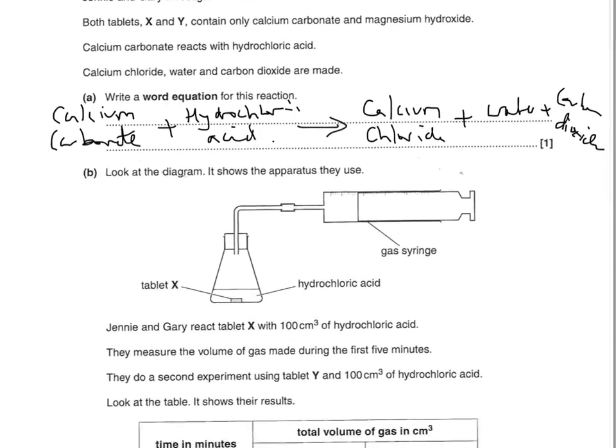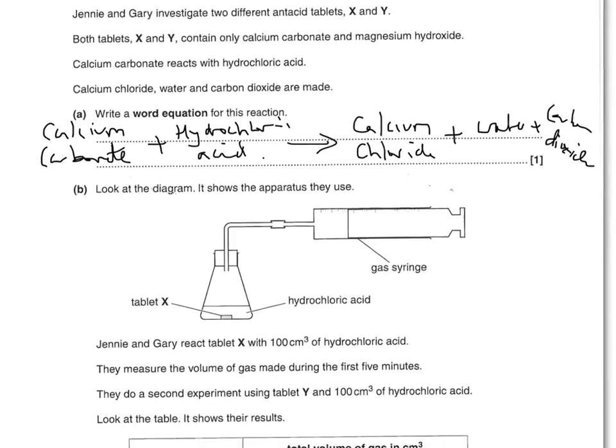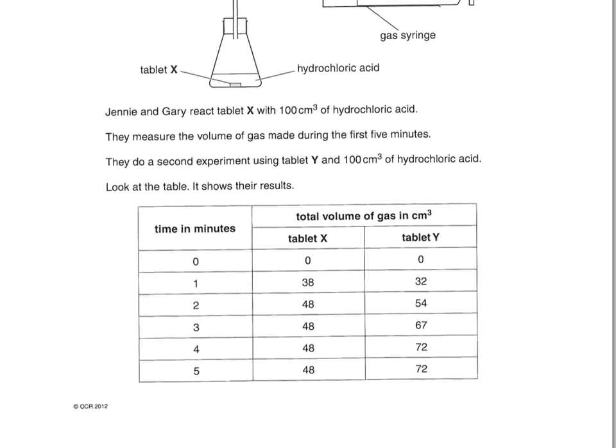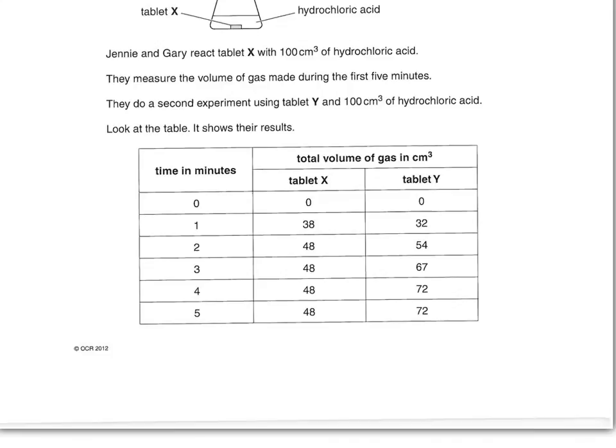Then look at the diagram. It shows the apparatus they use for this reaction. It says Jenny and Gary react tablet X with 100 centimetres cubed of hydrochloric acid. They measure the volume of gas made during the first 5 minutes. They do a second experiment using tablet Y and 100 centimetres cubed of hydrochloric acid. Look at the table, it shows the results. So you can see how much carbon dioxide, or the gas it says here, but from your formula that you wrote earlier you can see it's carbon dioxide, how much is made over the time.